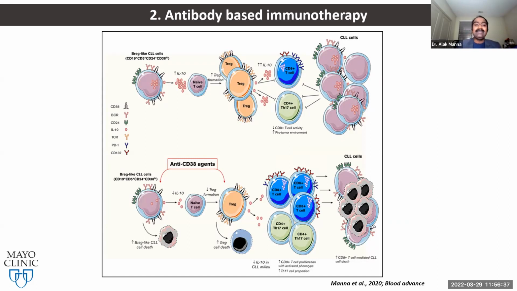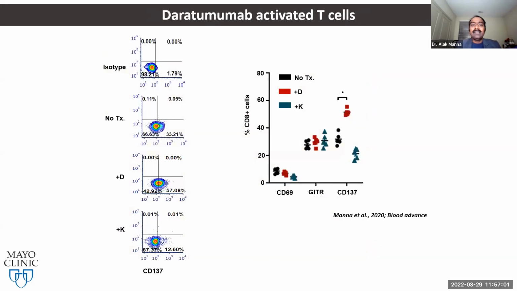The mechanism we established in this paper is that when we treat with this antibody in vitro and in vivo, CD8 positive T cells get activated and kill the CLL cells. That is very impressive data. We subsequently published three papers with this drug, which is known as daratumumab.